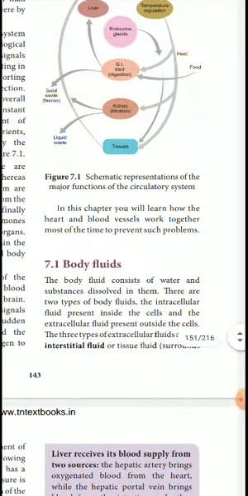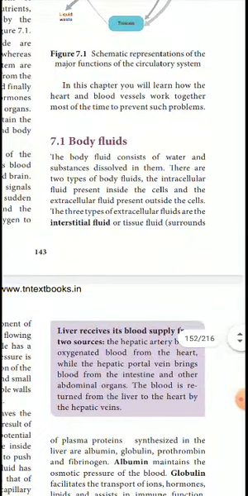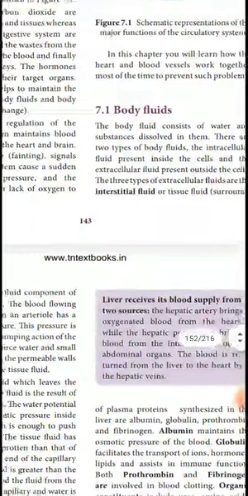Okay, in this chapter we can learn how the heart and blood vessels work together most of the time to prevent such problems. Body fluid: the body fluid consists of water and substances dissolved in it. There are two types of body fluids: the intracellular fluid, present inside the cell, and the extracellular fluid, present outside the cell. Three types of extracellular fluid are there.